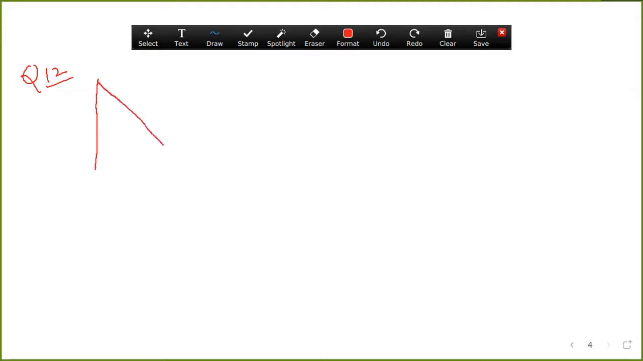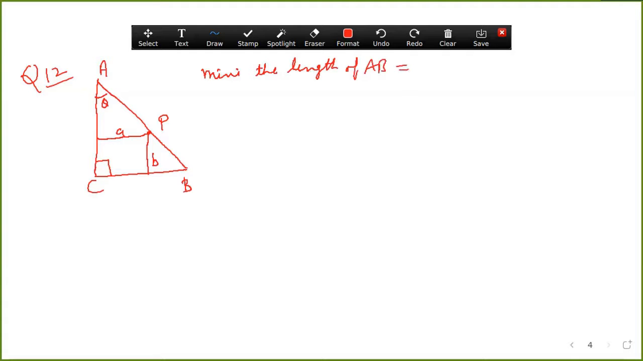This is the right angle triangle. This is 90 degree. And a point is on the hypotenuse. Let's call this point P, on the hypotenuse, as given. This is the perpendicular from the y axis and from the x axis. It is a, suppose it is b, and this angle is theta degree, and the name of the triangle is A, this is suppose B, and this is C. Hypotenuse h, we have to minimize the length. Minimize the length of AB. This is our target.